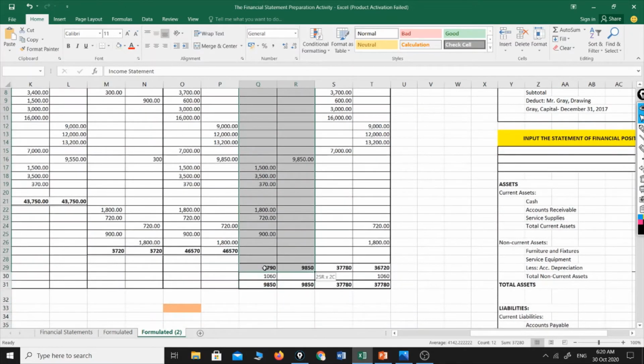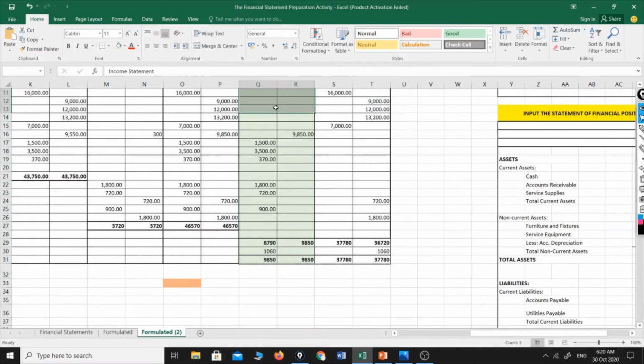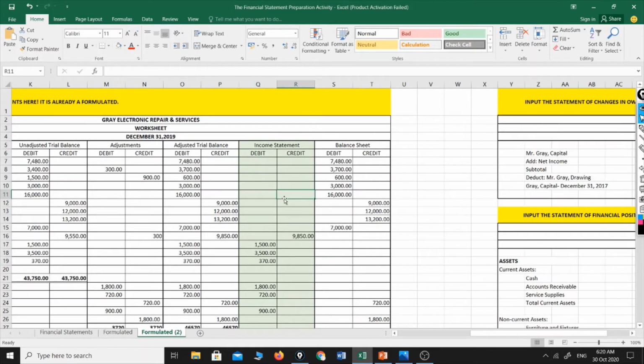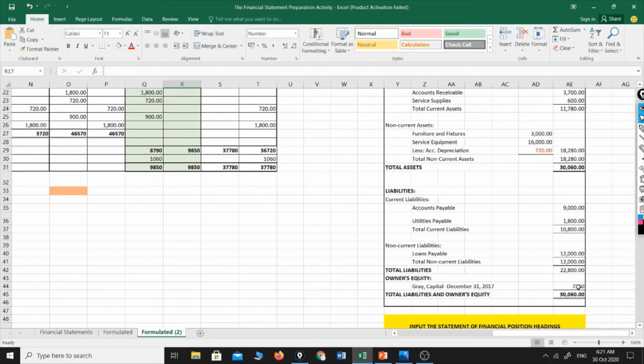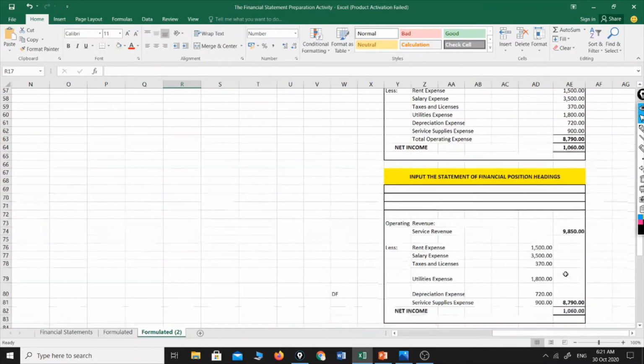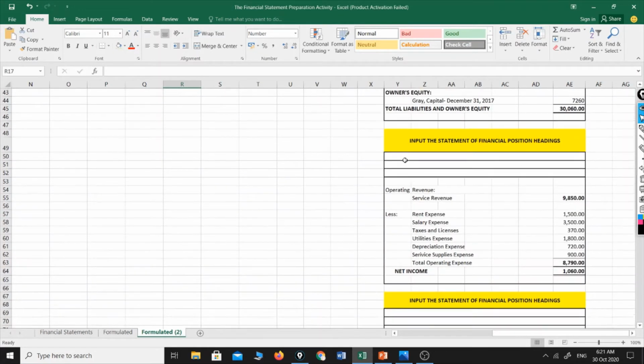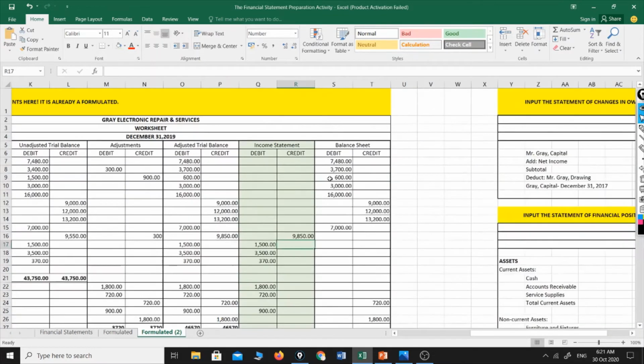Okay, let me highlight this one. So we have an income statement column here. This is the information needed for us to make our income statement. Therefore, we'll use these amounts in making our income statement. Okay, so actually, I've already made a pro forma for this. We've already gathered the information from our worksheet.